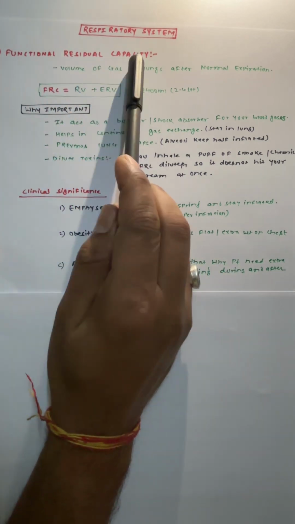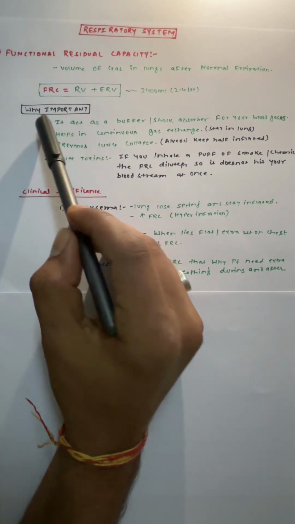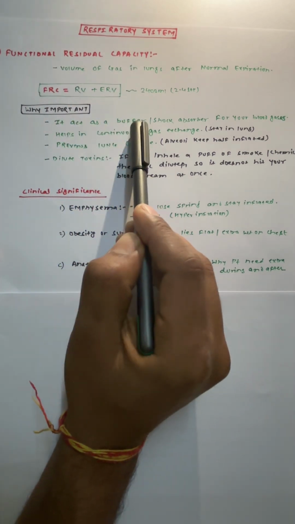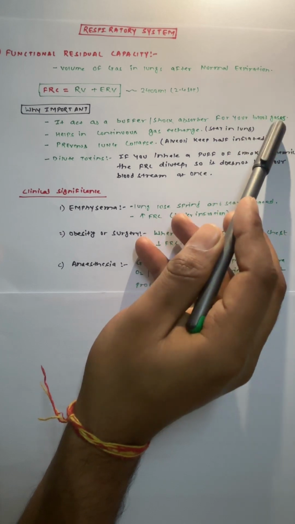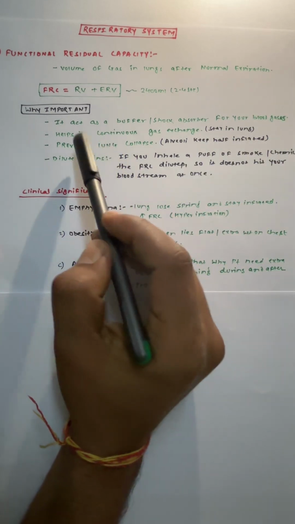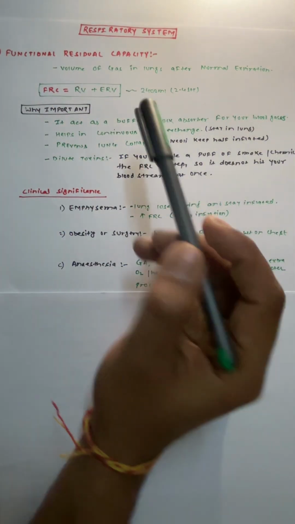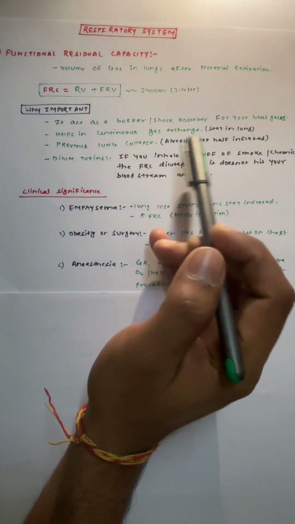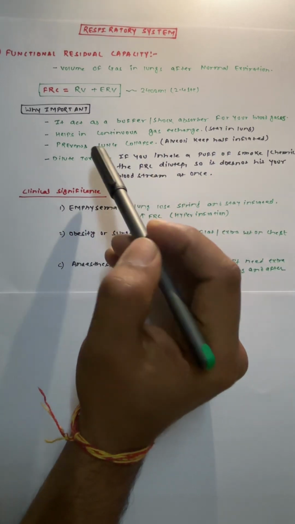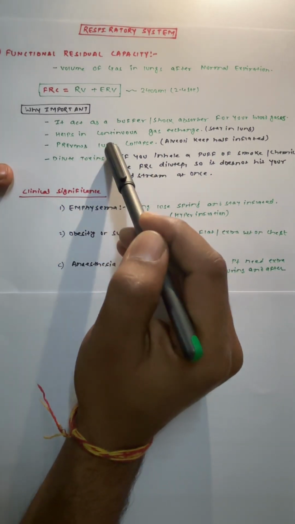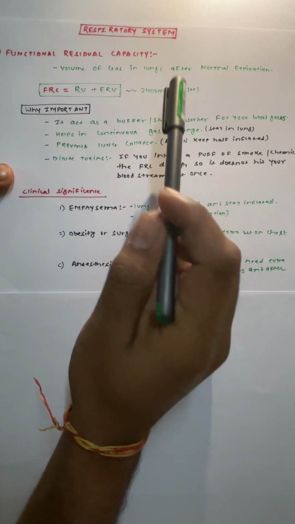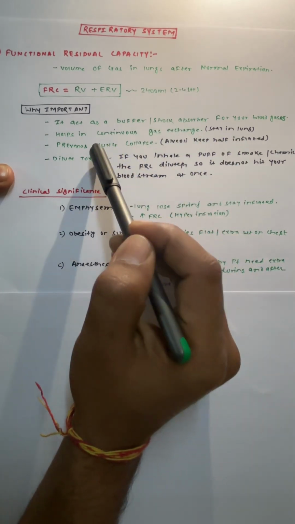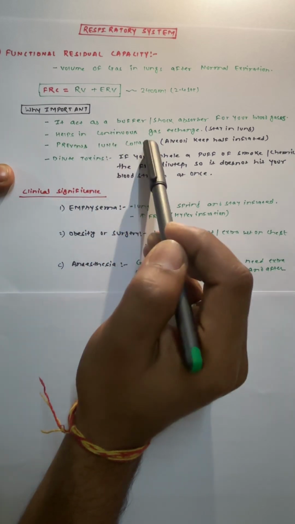Now why is functional residual capacity important? First, it acts as a buffer or shock absorber for your blood gases. Second, this volume of air helps in continuous gas exchange because it stays in the lungs. Third, it prevents the lung from collapsing because this volume keeps the alveoli half inflated, so it doesn't let the lungs collapse.